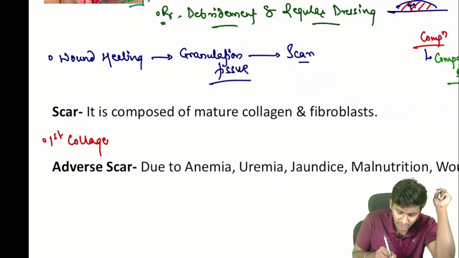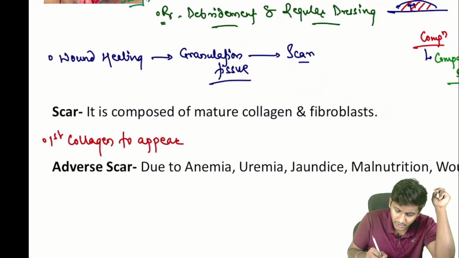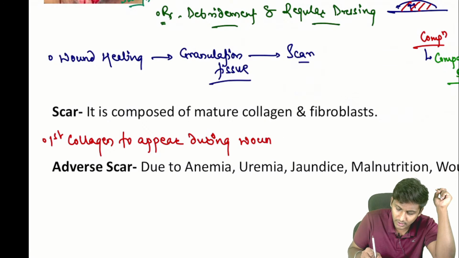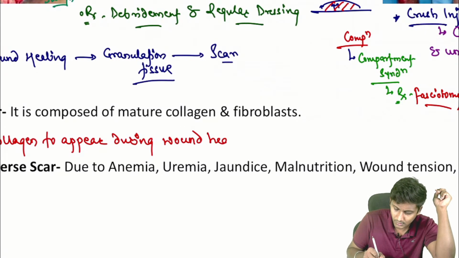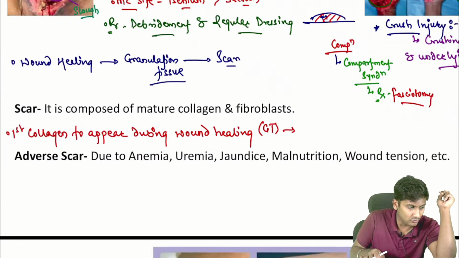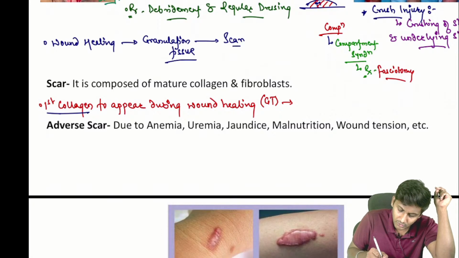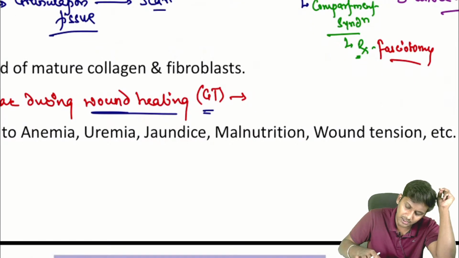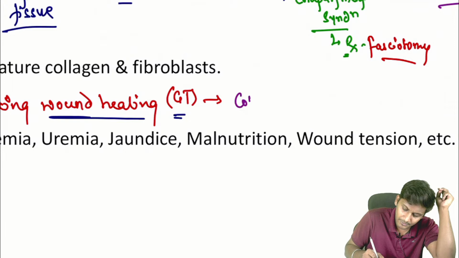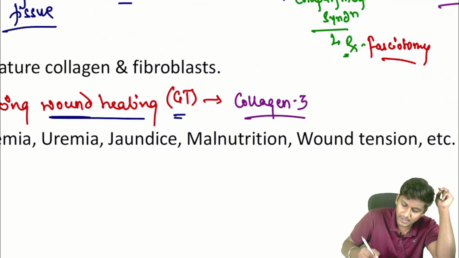The first collagen to appear during wound healing or in a granulation tissue. What is your answer? Very good, all of you. This has been a previous year question. It is collagen type 3. It is definitely collagen type 3. Okay? Then it is replaced by collagen type 1.